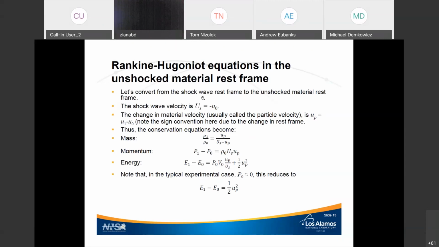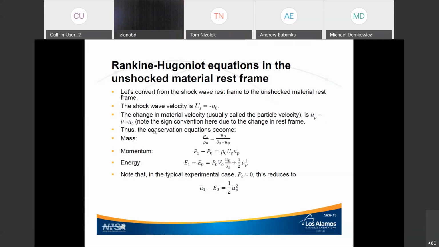So now we have this US, the shockwave velocity or speed. We have a change in material velocity. I pointed out it's usually called the particle velocity. It's going to be equal to U1 minus U naught, keeping in mind that U1 and U naught are negative and U1 has a lower magnitude. So UP is positive.